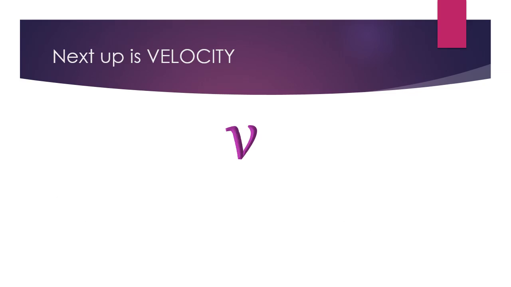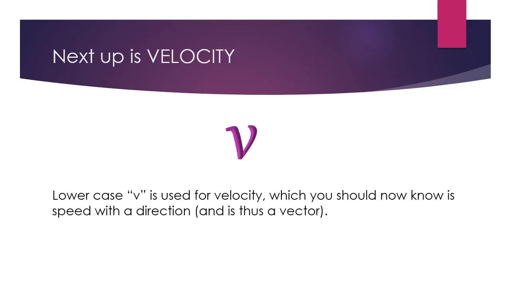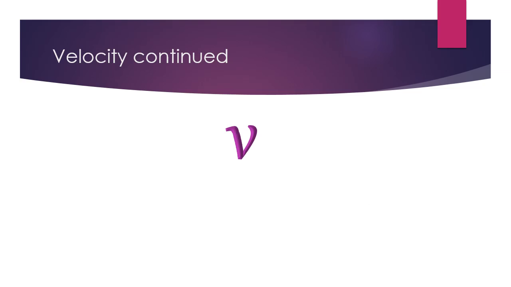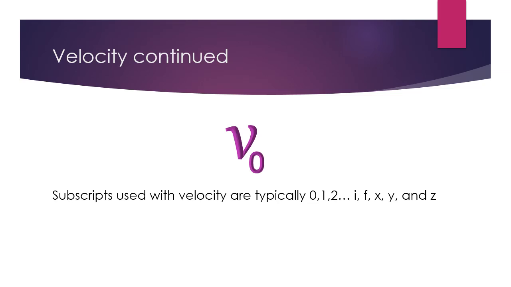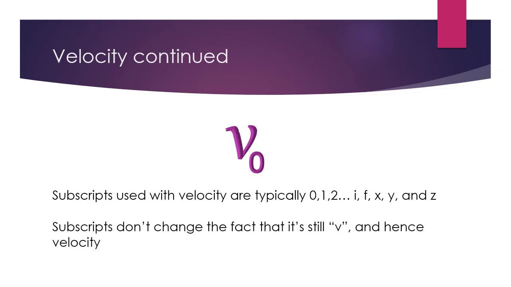Next up is velocity. Velocity is lowercase v. And you should now know that velocity is speed with a direction and is therefore a vector. Sometimes you will find subscripts on velocity, such as the number 0 in this case. You will sometimes see 0, 1, 2, 3, any kind of number, or sometimes you'll see an i, sometimes you'll see an f, sometimes you'll see x, y, z. Subscripts don't change the fact that it's still v for velocity, though.